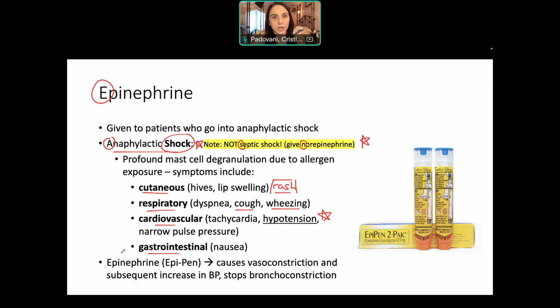And then it causes vasoconstriction through the alpha receptors in the systemic circulation. So that causes vasoconstriction, which can help increase the blood pressure. Okay, so it's basically just epinephrine. So think about when you learn about epinephrine, when you're exercising, epinephrine gets released, right? So that's all you're really doing.